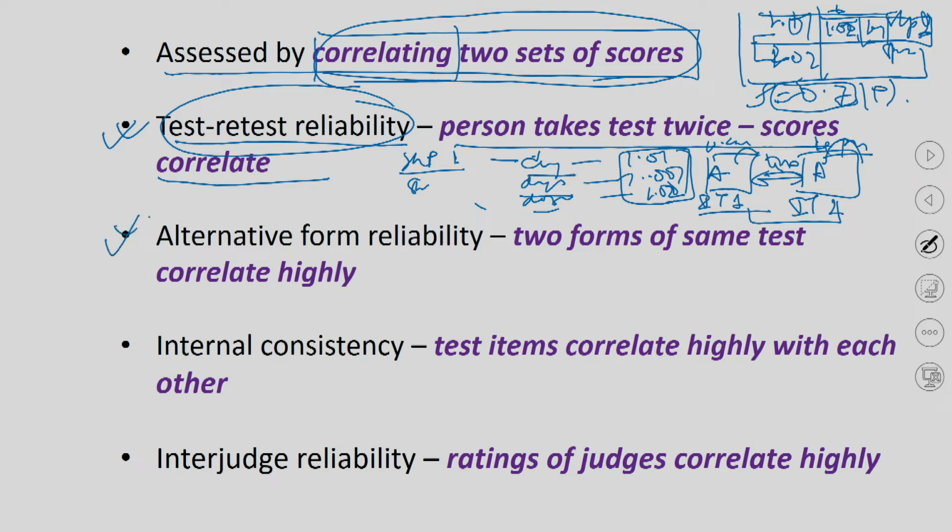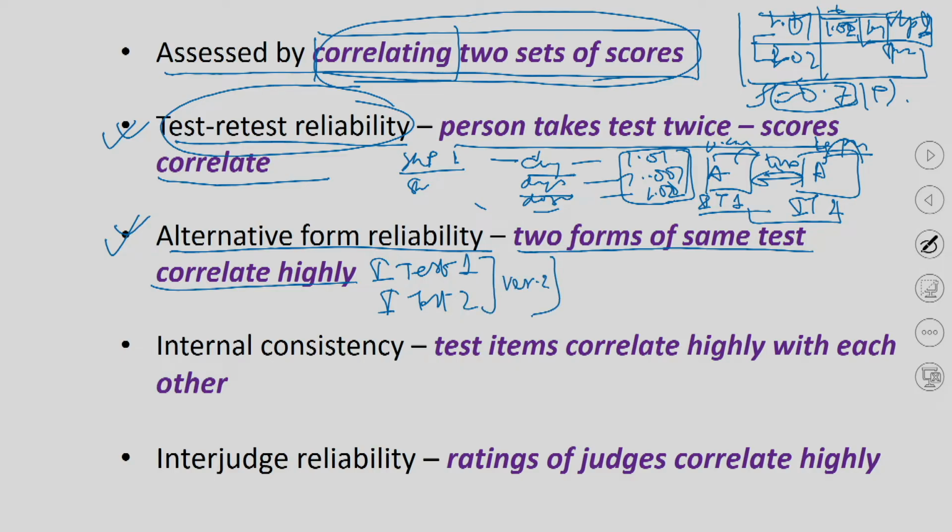There is another way to test reliability, which is called the alternate form reliability. Here what happens is that two forms of the same test correlate highly. So, what we tend to do here is that, let us say that intelligence test 1 and intelligence test 2 are two versions of the same test. Okay. You have seen this, right?